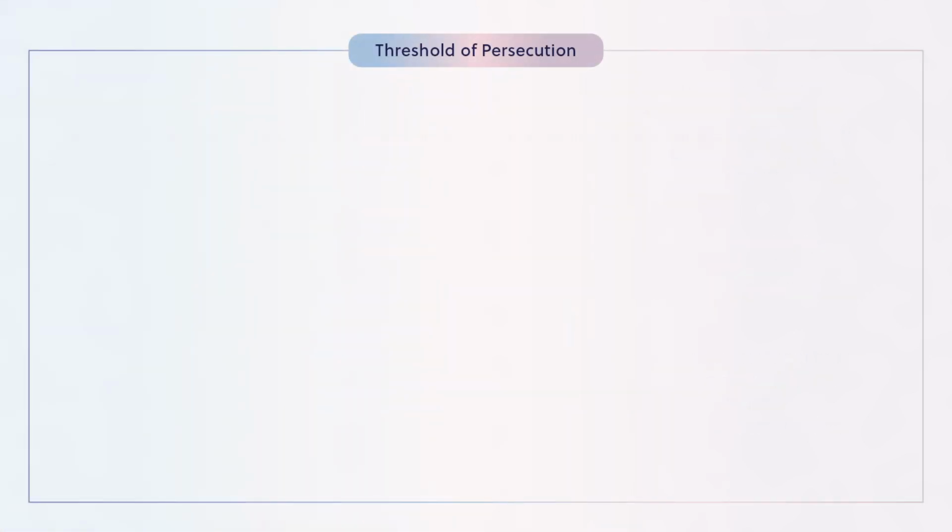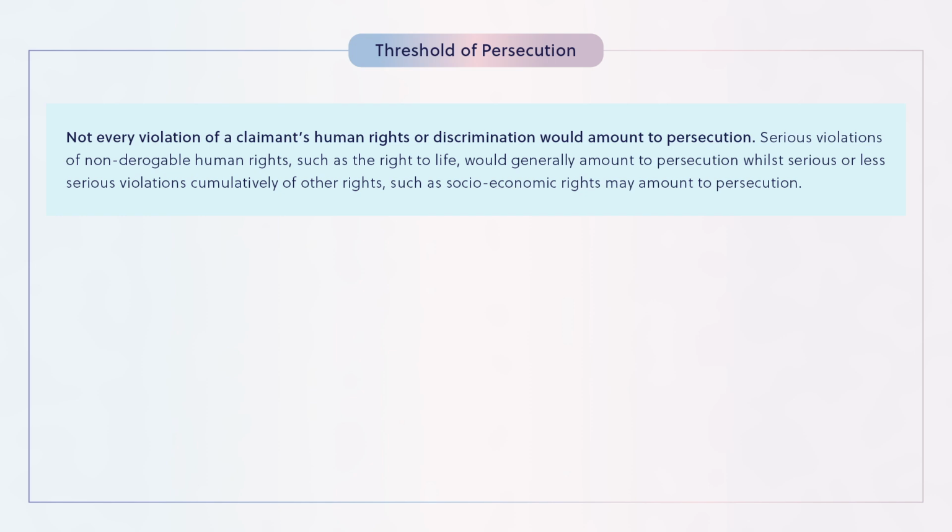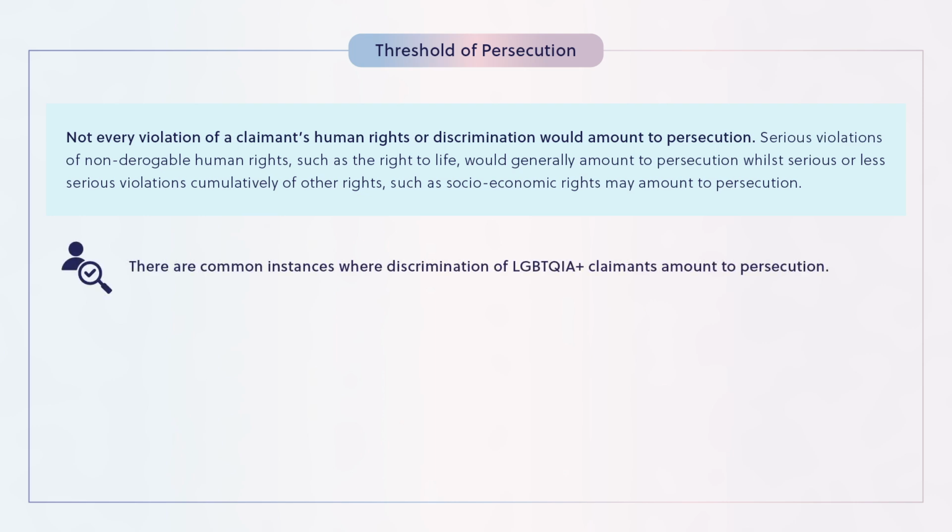Threshold of persecution. Not every violation of a claimant's human rights or discrimination would amount to persecution. Serious violations of non-derogable human rights, such as the right to life, would generally amount to persecution, whilst serious or less serious violations cumulatively of other rights, such as socio-economic rights, may amount to persecution. There are common instances where discrimination of LGBTQIA+ claimants amounts to persecution.